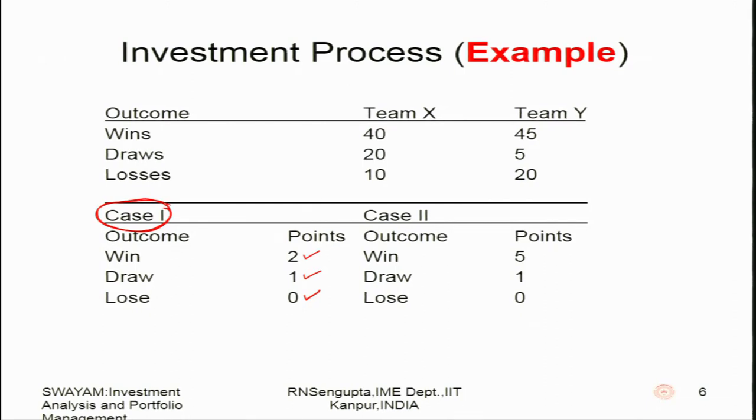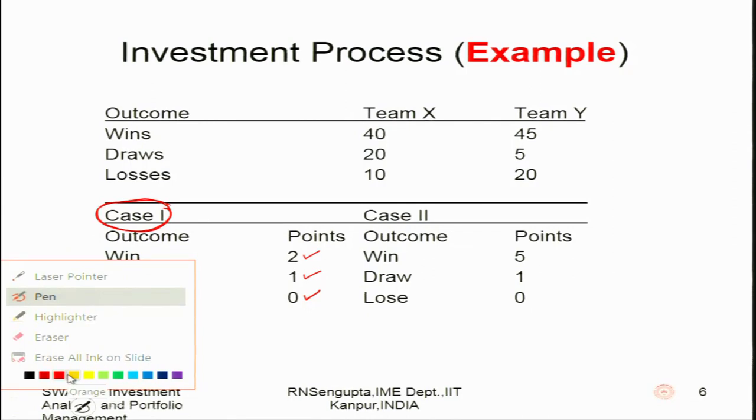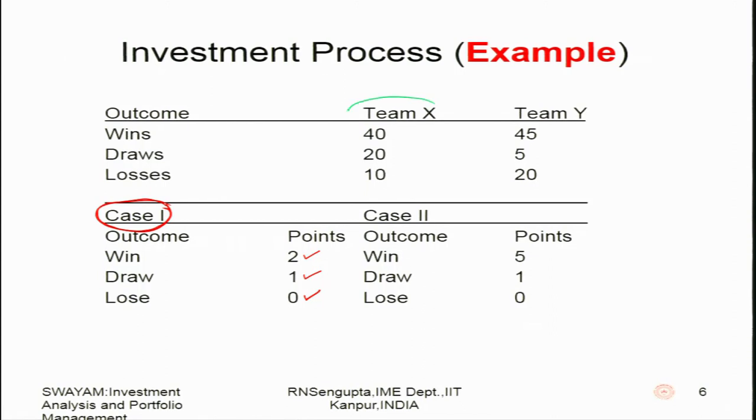And as the ranking system is given, at the end of the day, when the whole tournament has taken place, the whole committee sits down and finds that team X has 14 wins, 20 draws, and 10 losses. And for team Y, the wins, draws and losses are 45, 5 and 20 respectively. So, considering the case 1 ranking system, I will try to find out the overall rank. For X it would be 14 into 2 plus 20 into 1 plus 10 into 0. Similarly, for team Y it will be 45 into 2, 5 into 1, 20 into 0. Based on that we will have some ranking. I am going to come to that later, please hang on.